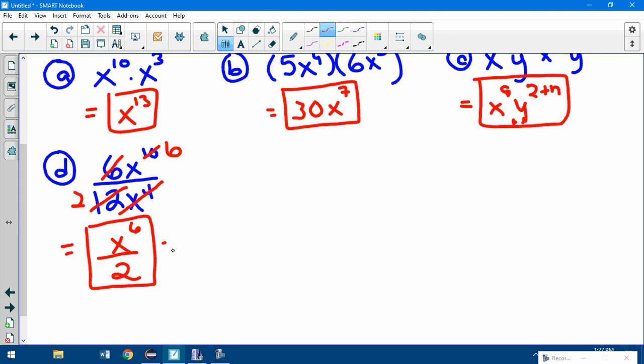Now just as a side note, if this was multiple choice, I hope you know that that's the same as 1/2 x to the 6th. If you see 1/2 out front being multiplied by a variable, you can always multiply that to the top, because this is like x to the 6th over 1.